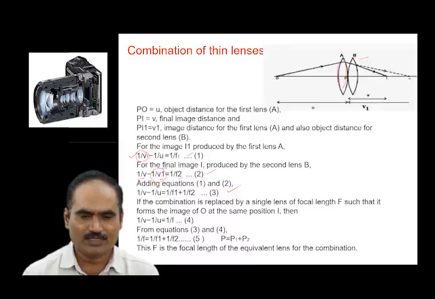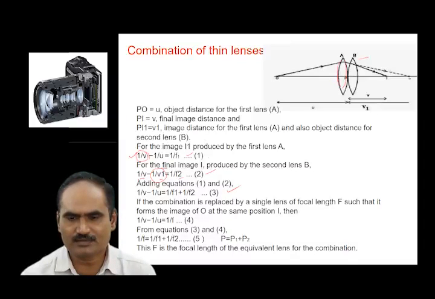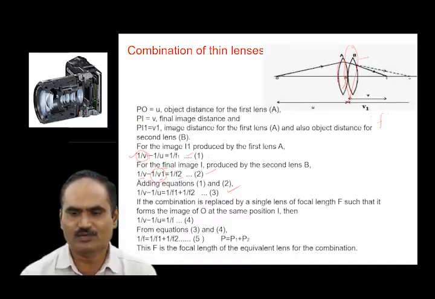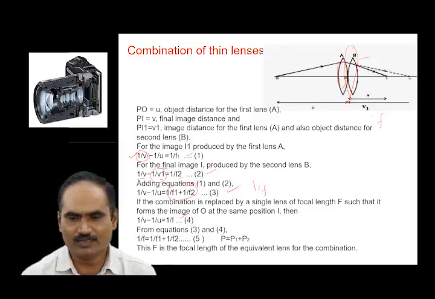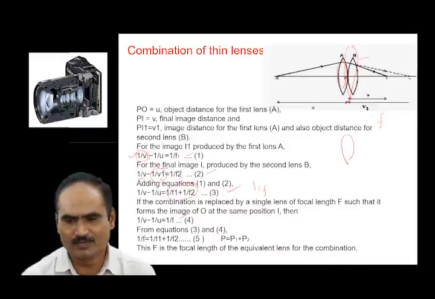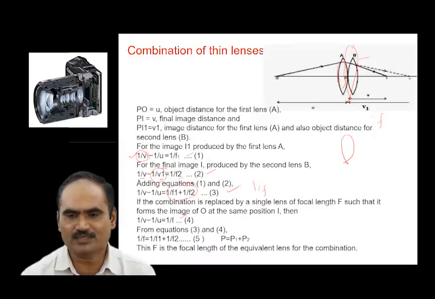Suppose we replace this combination of lenses by a single lens. What is the focal length of that? It is the effective focal length of the combination of these two lenses, that is F. So substituting in this equation, we get 1/F here. In place of these two lenses, I keep another lens that acts as the effective lens of these two lenses.